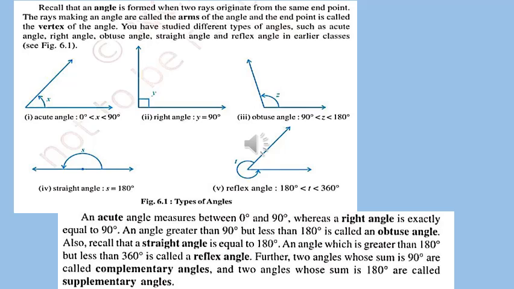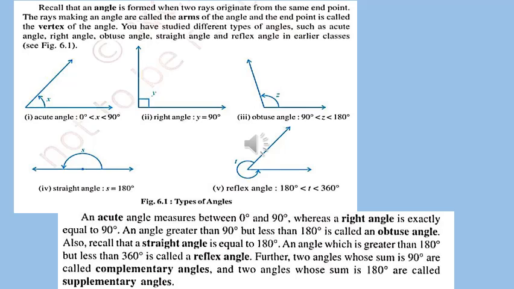Now see the reflex angle. A reflex angle is the opposite of an acute angle, actually. See here, the interior of this angle is the acute angle. But when you take the exterior measurement, it becomes greater than 180 and less than 360. So the measurement of a reflex angle is greater than 180 and less than 360 degrees. These are the different types of angles.